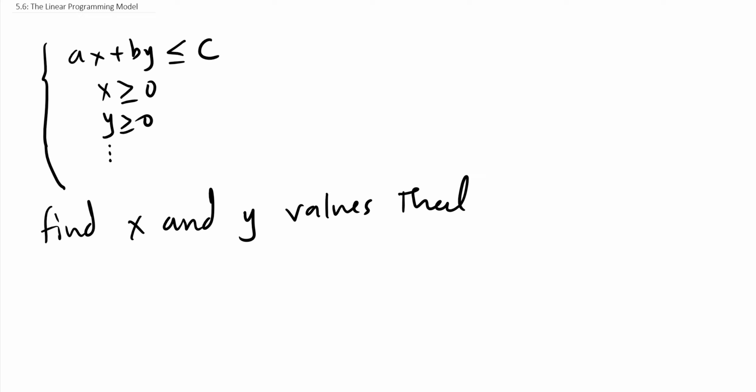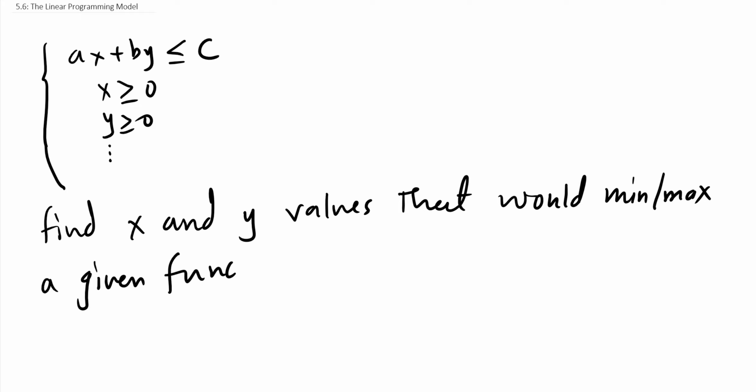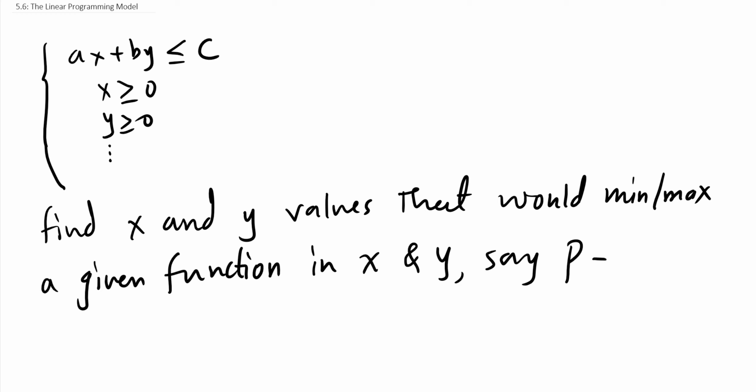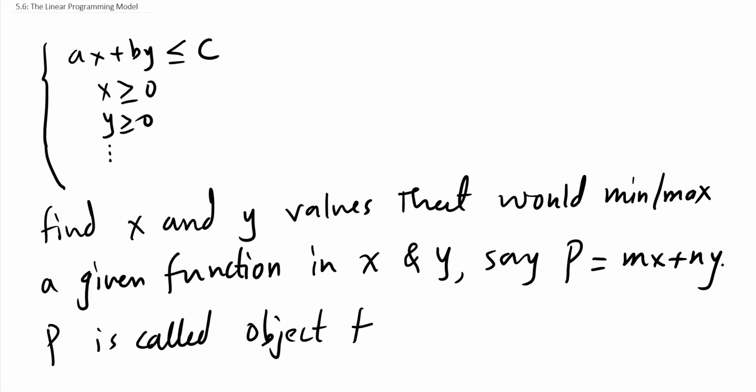that would either minimize or maximize a given function. So they give us a given function in x and y. Let's say capital P equals mx plus ny, something like this. It could be plus, minus, anything. This function is called the objective function.